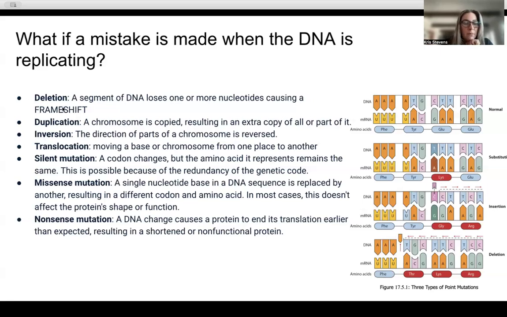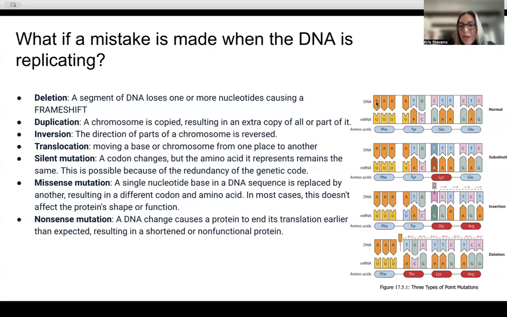So we have deletion, which is deleting one. You could have an insertion. That's actually not on here. That would be adding one, which should cause a frame shift. Duplication, that means a chromosome or even a nitrogenous base is copied. Translocation means move one to another place. Insertion is pictured down here.